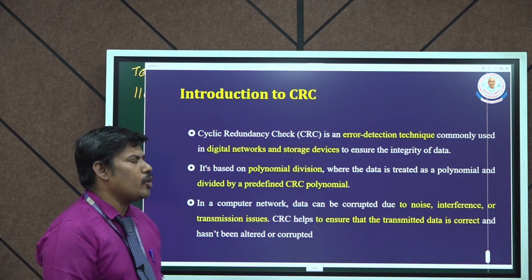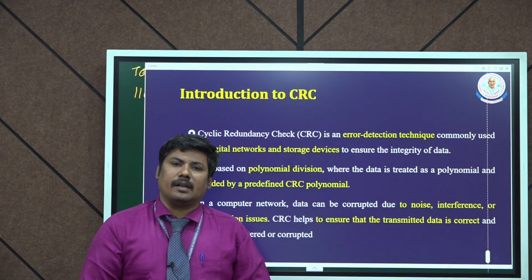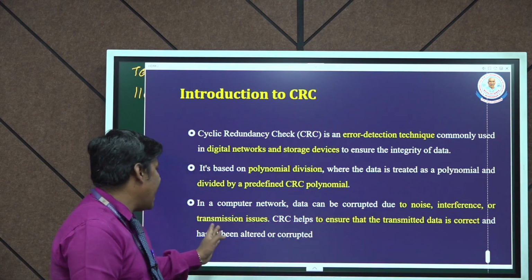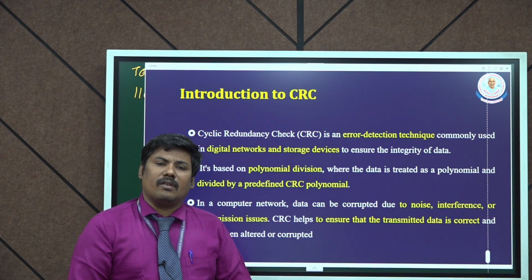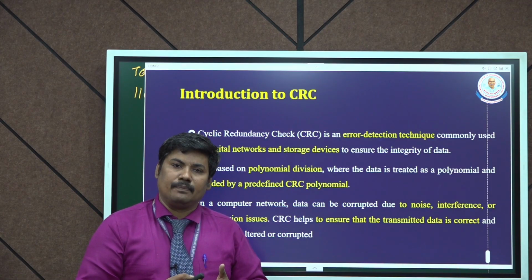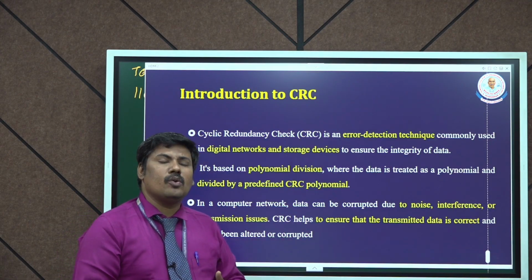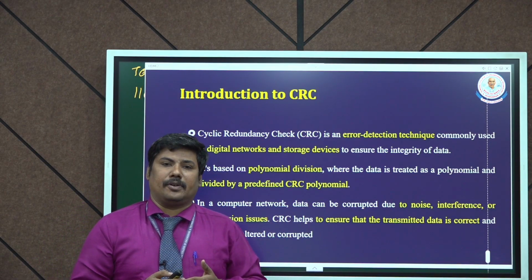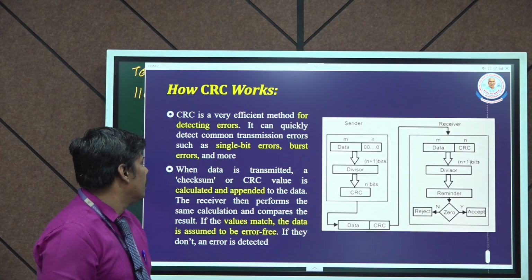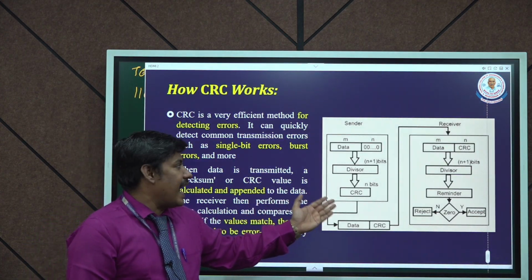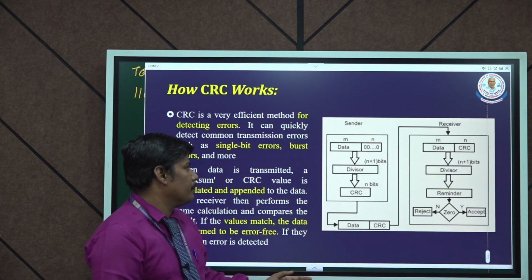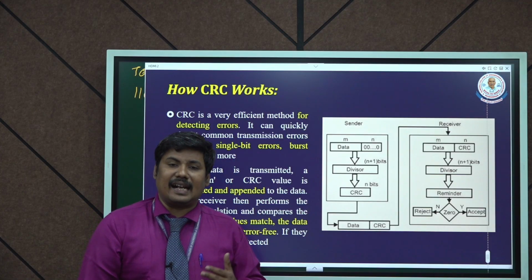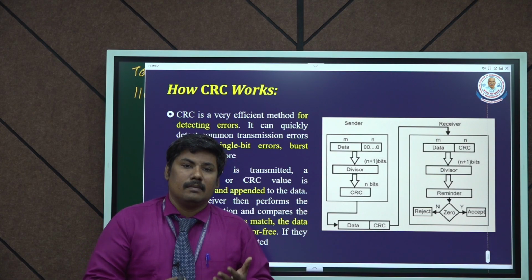In a computer network, data can be corrupted due to noise, interference and transmission issues. So we need to save our data, and CRC helps to ensure that the transmitted data is correct and has not been altered or corrupted. From this diagram, we can easily understand how CRC works. Here CRC is very efficient at finding errors. That error may be a single bit error or a burst error.